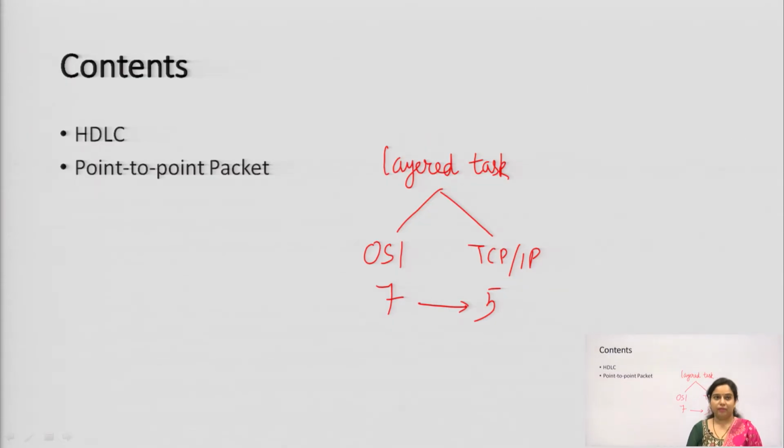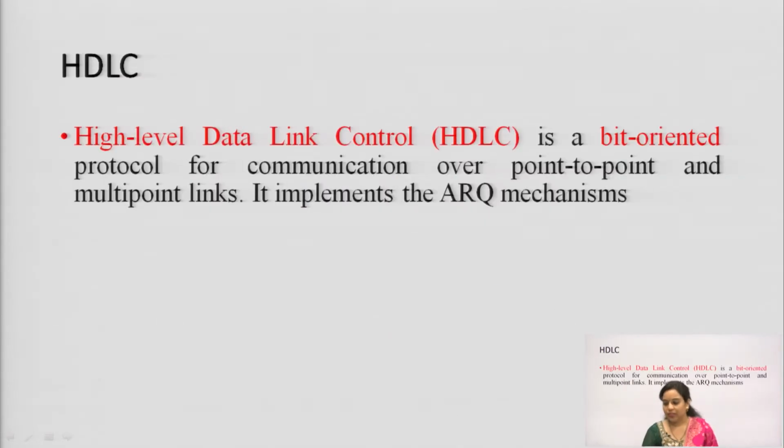In this lecture we will discuss HDLC, that is High-level Data Link Control: what it is, all about HDLC, how the frame is formed in HDLC, and then we will discuss point to point packet transmission. The full form of HDLC is High-level Data Link Control, and it is a bit oriented protocol for communication over point to point and multipoint links.